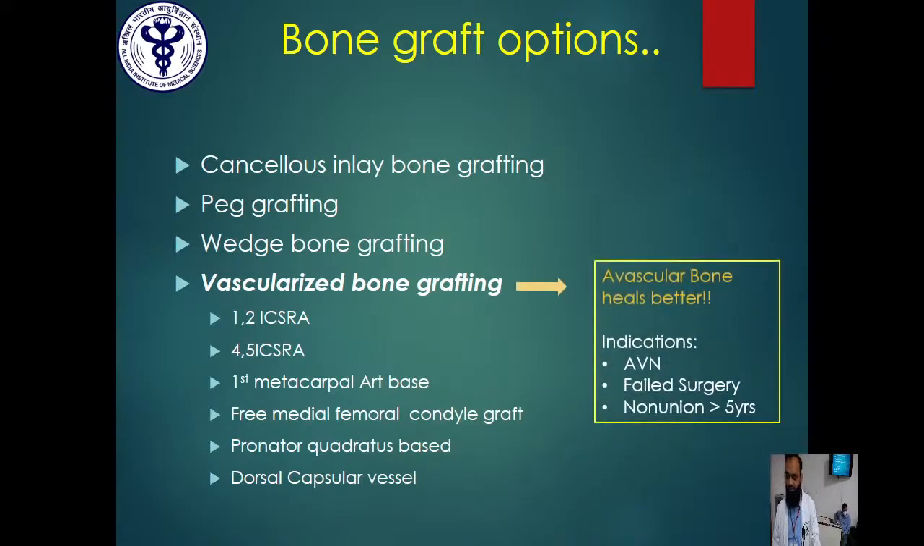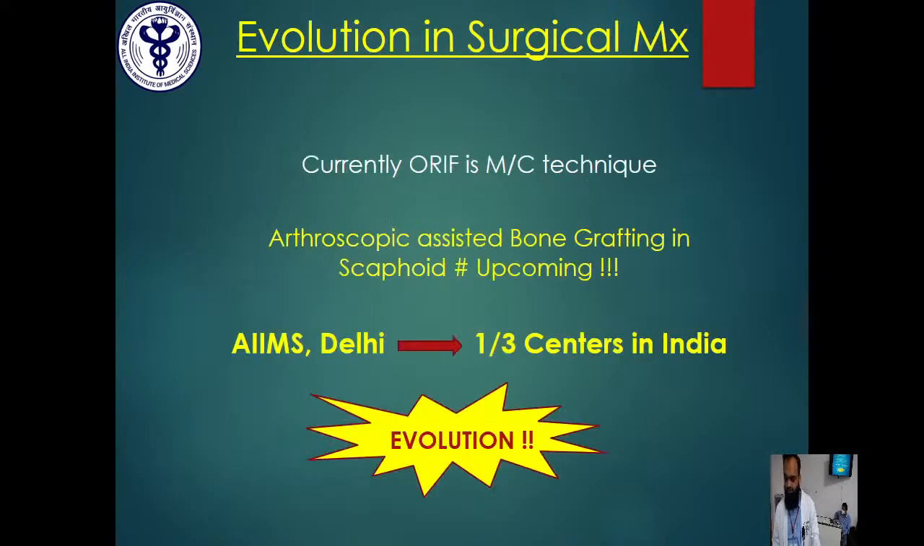So the indications for vascularized grafting are AVN, failed surgery, and non-unions. But in arthroscopic surgery, we maintain the sleeve. So AVN is one of the indications which is common to both these surgeries. Here we did arthroscopic assisted bone grafting, and it's one of the 3 centers in India where we are doing this treatment. This is a certain kind of evolution in these surgeries.